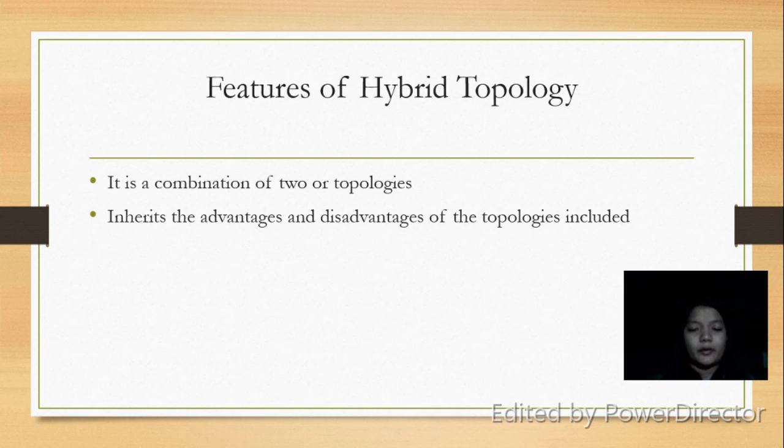Then the features of hybrid topology. The first is that it is a combination of two or more topologies. So the star and the ring topology are combined. Then it inherits the advantages and disadvantages of the topologies included. Since it is a combination of star and ring topology, they inherit the advantages and disadvantages of those network topologies.